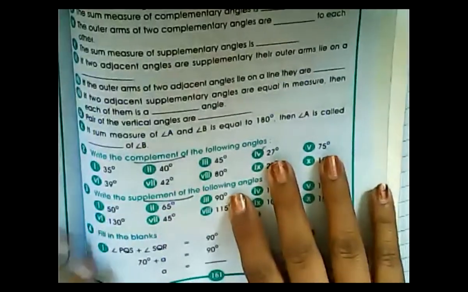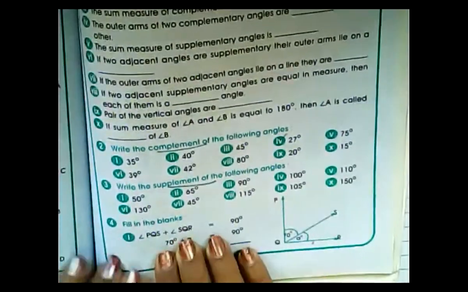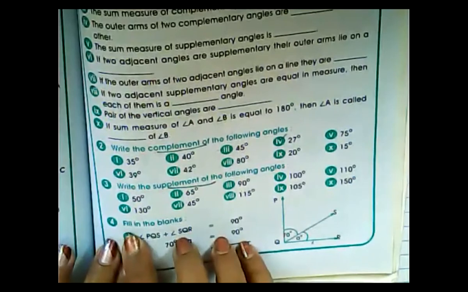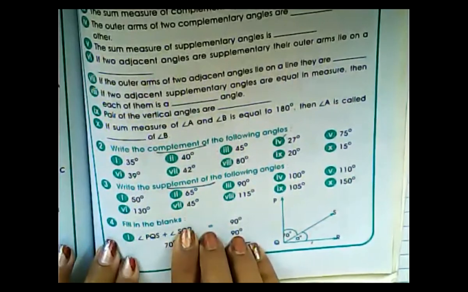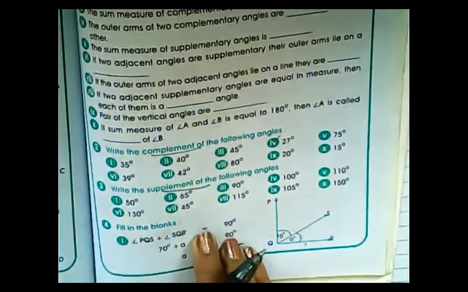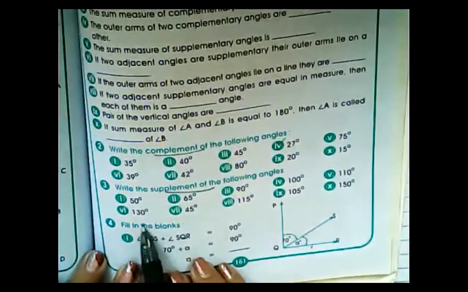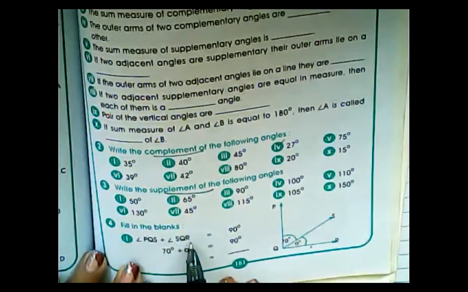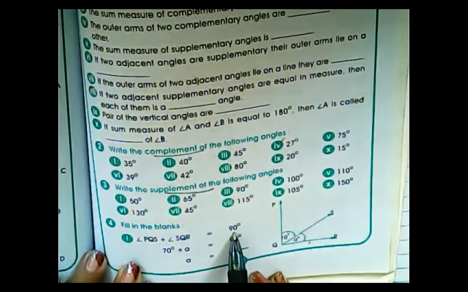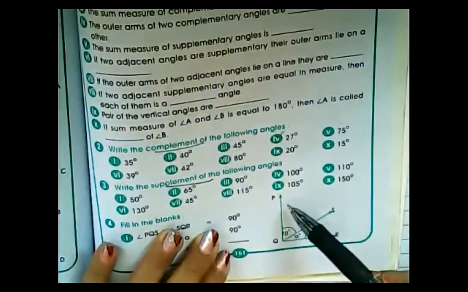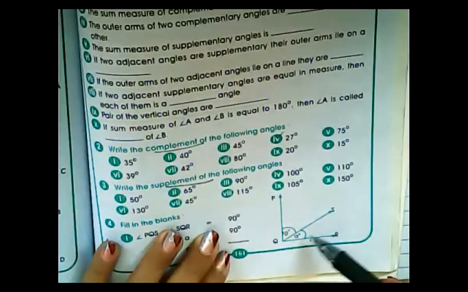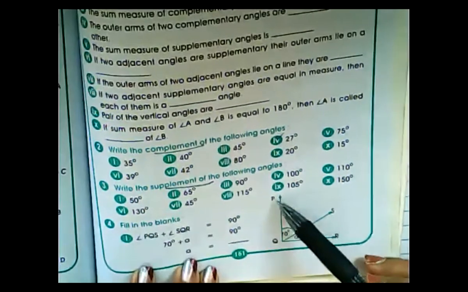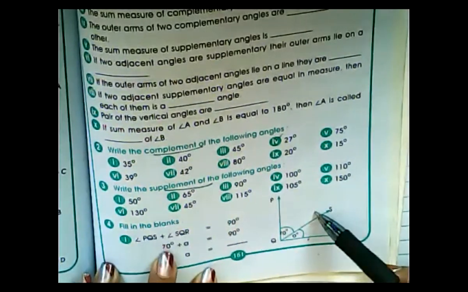So you are going to find this one. Question number 4, fill in the blanks. This is the question that you are going to solve right now. In question number 4, the question is angle PQS plus angle SQR is equals to 90 degree. And there are your angles PQS and SQR. As you can see, this PQS is equals to 70 degree.